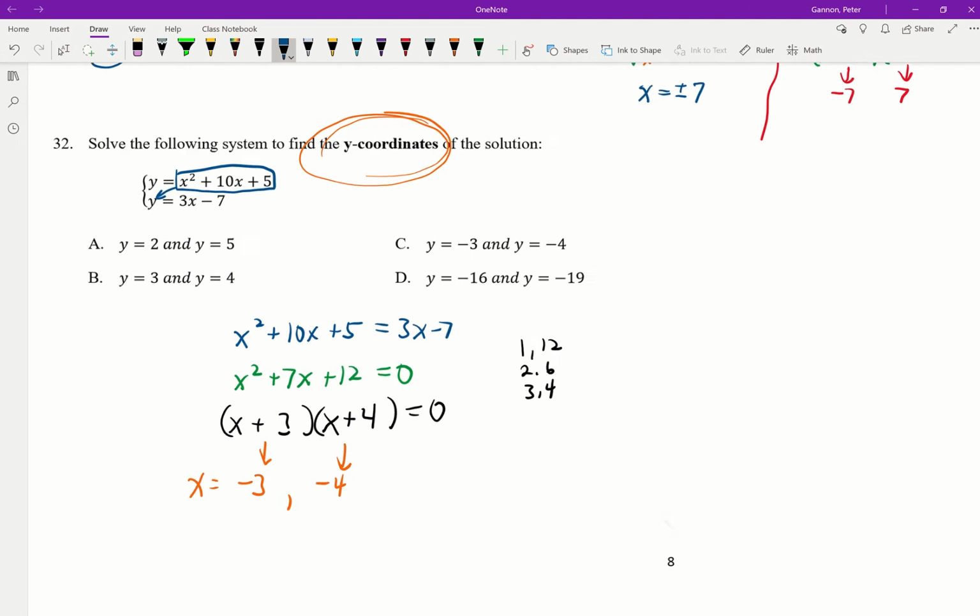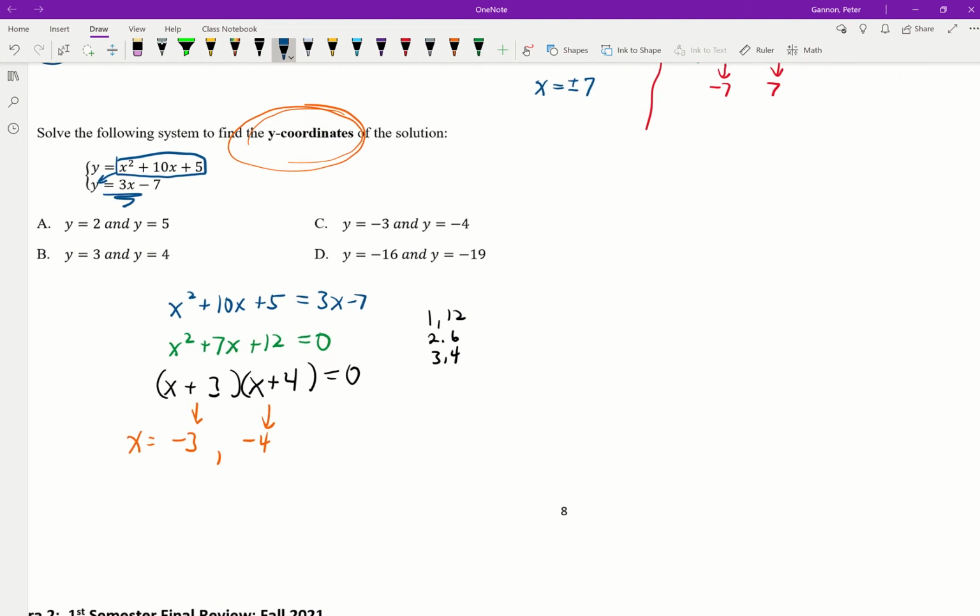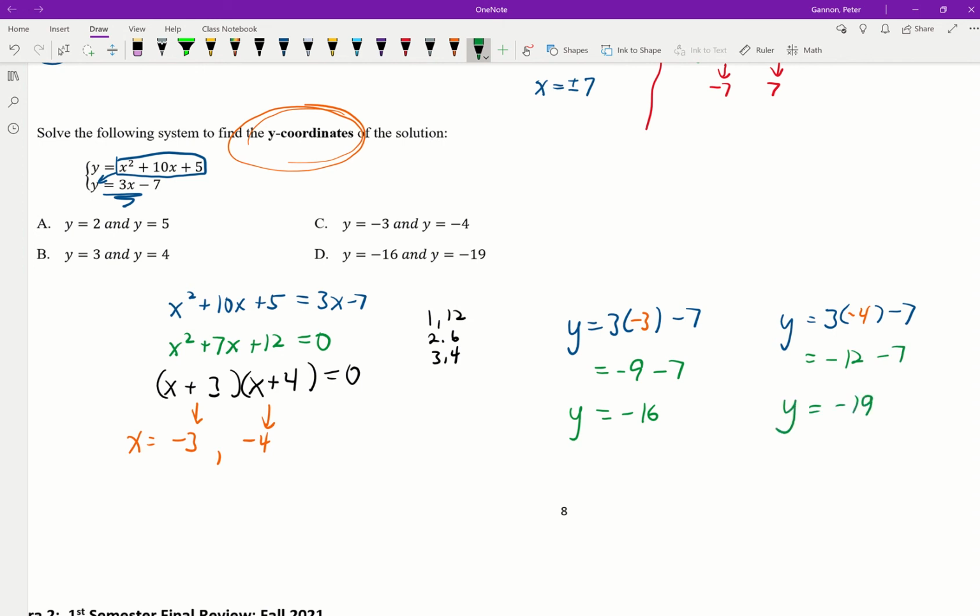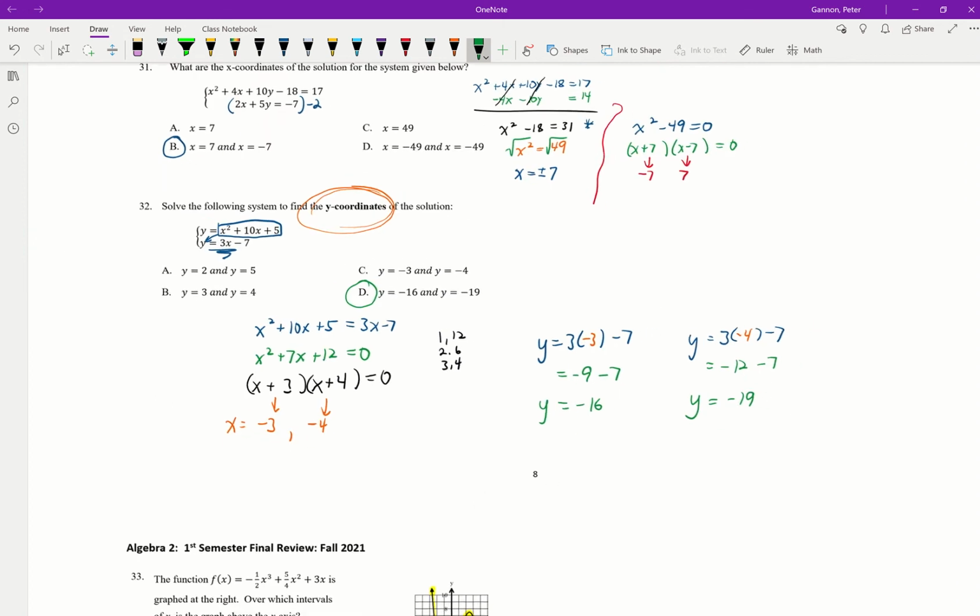So what I'm going to do is take the bottom equation right here and set it up twice. 3 times something minus 7, and we're going to do it one more time. 3 times something minus 7. First time I'm going to plug in negative 3, then I'm going to plug in negative 4. So negative 9 minus 7 is negative 16, and negative 12 minus 7 is negative 19. So the y values that we are looking for are negative 16 and negative 19, which corresponds with D.